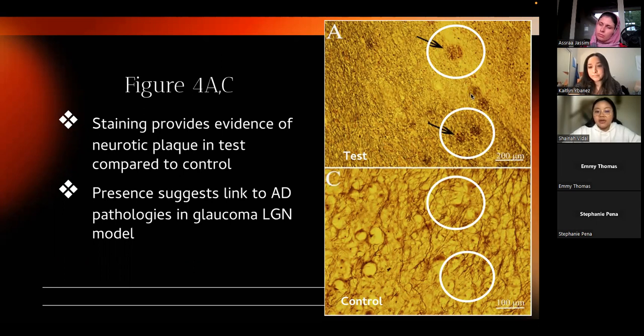As we know, Alzheimer's disease is mainly identified based on the presence of these plaques because of some neurodegenerative features found within neurons and axons as a result of the development of Alzheimer's. Because this is found in our test model, in figure A, it suggests there is a link between these glaucoma models and Alzheimer's disease, starting with this first presence of plaque.